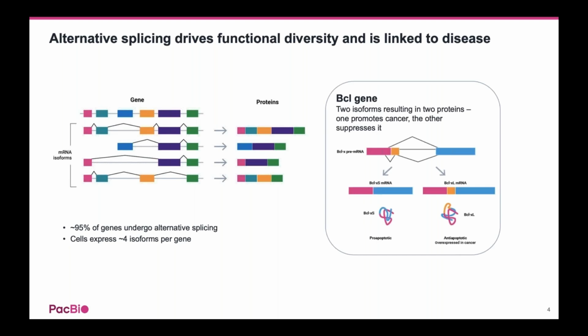So a classic example of where aberrant alternative splicing can lead to disease is in cancer with the BCL gene, where two different isoforms can have opposing effects. One promotes apoptosis, while the other is anti-apoptotic and is overexpressed in cancer cells. So this is a really basic example showing that isoforms and not genes are the drivers of biology and disease.